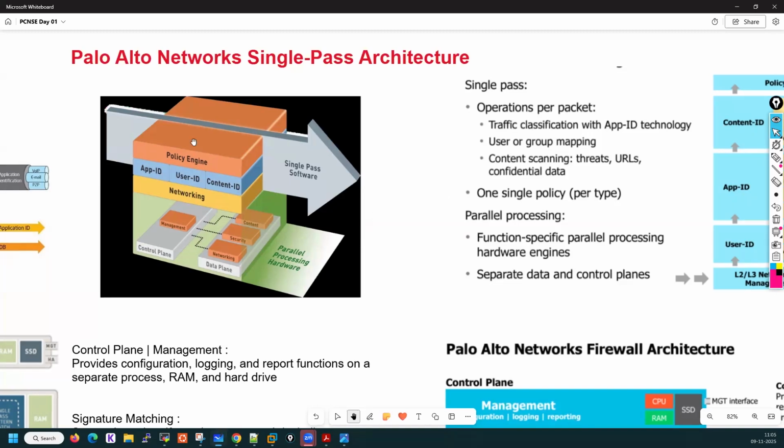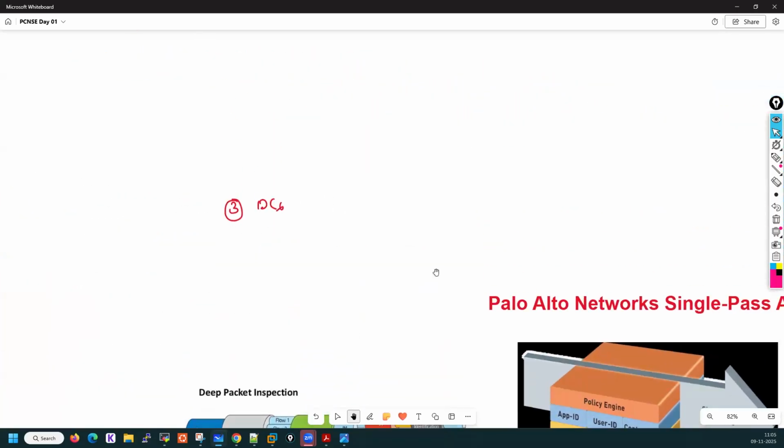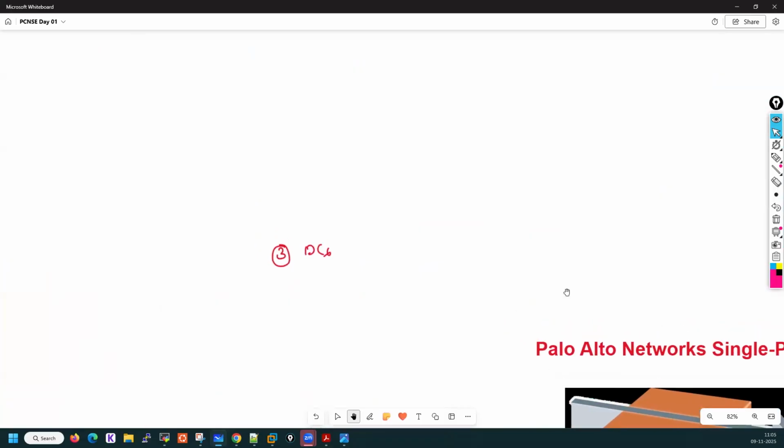Now guys, let me just cover the single pass software. And put your attention guys, I will not repeat, okay? I don't have a habit to repeat things.